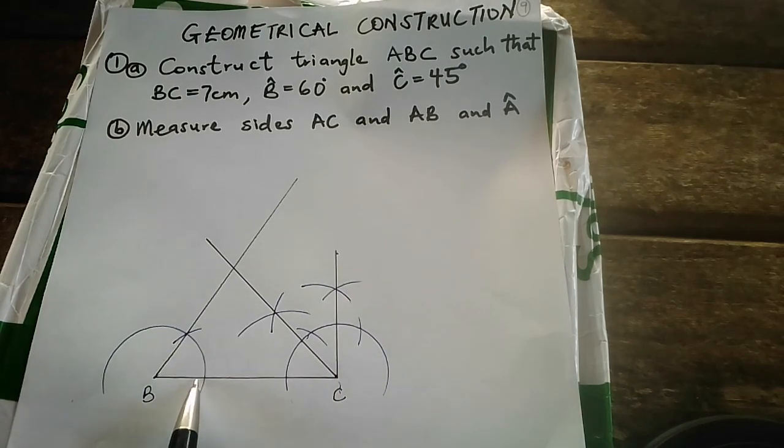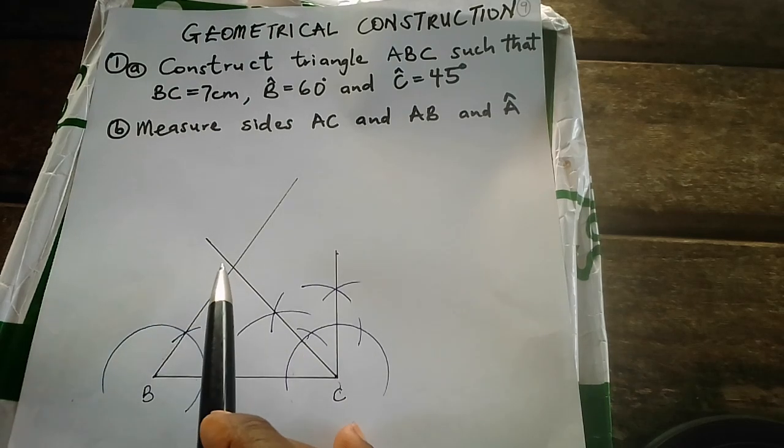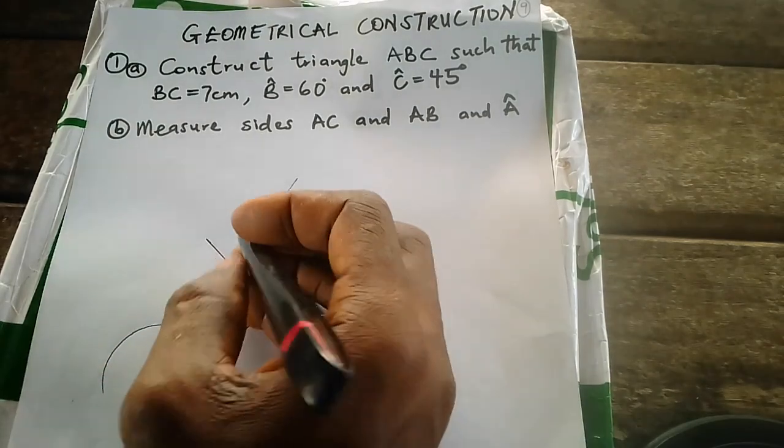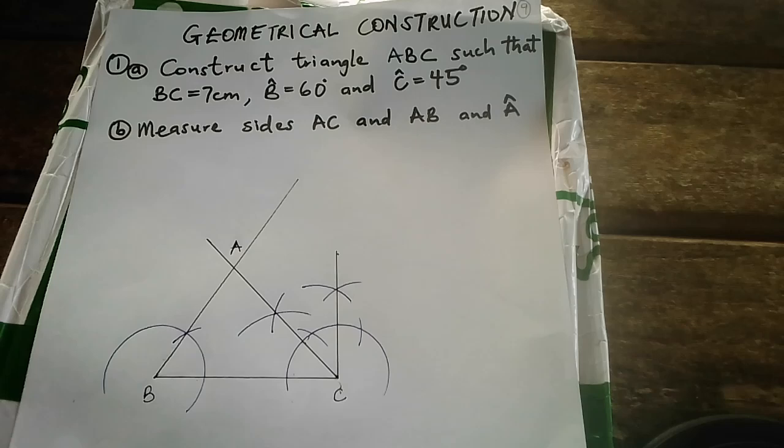So this is angle 60. This side is angle 45. The triangle I needed is this triangle now. So this now gives me A. This side is A.